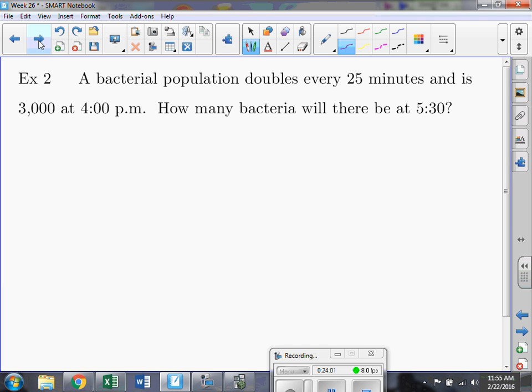Continuing with our next example. A bacterial model doubles every 25 minutes. Its population is 3,000 at 4 p.m. How many bacteria will there be at 5:30? Where does everything fit? We know the population doubling time model. Where does everything go?